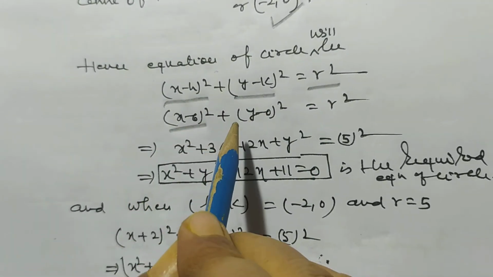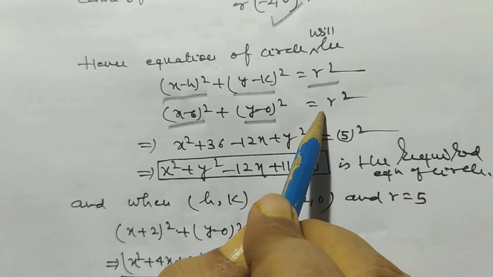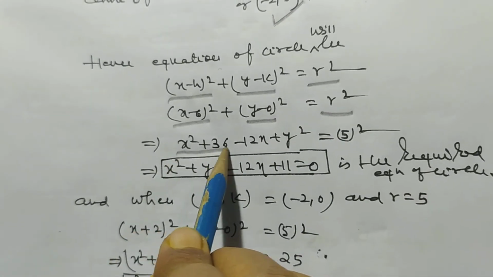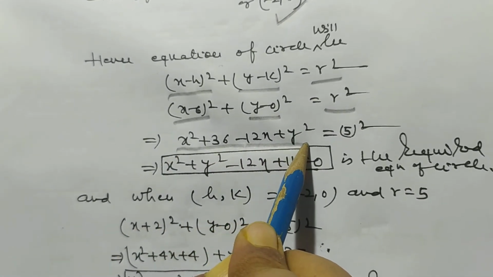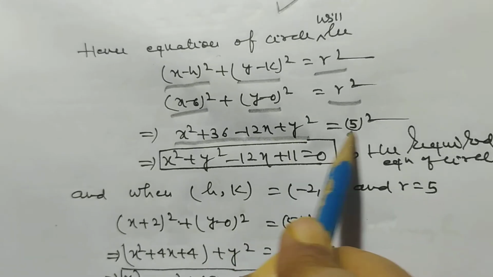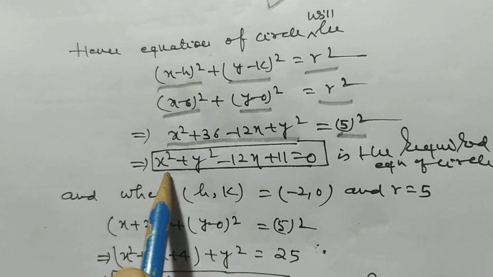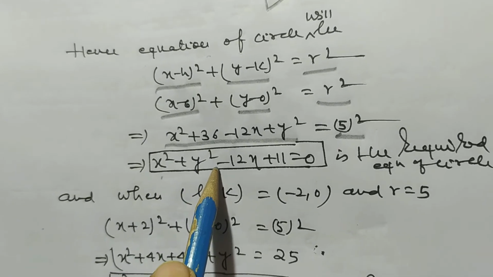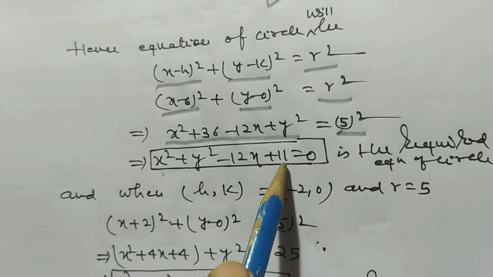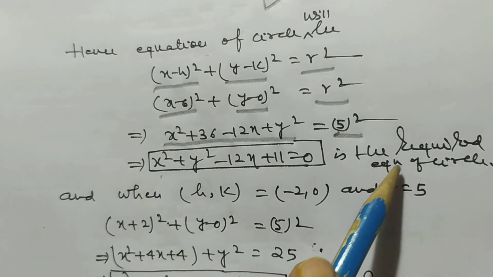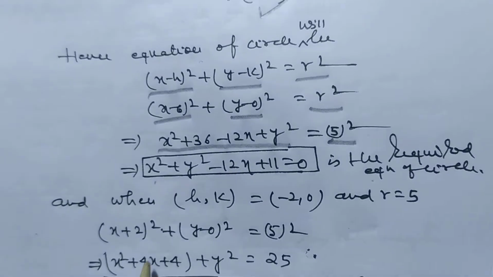That is (x − 6)² + (y − 0)² = r². That is x² + 36 − 12x + y² = 5². So after solving, we have the equation x² + y² − 12x + 11 = 0, which is the required equation of the circle when the center is at (6, 0).